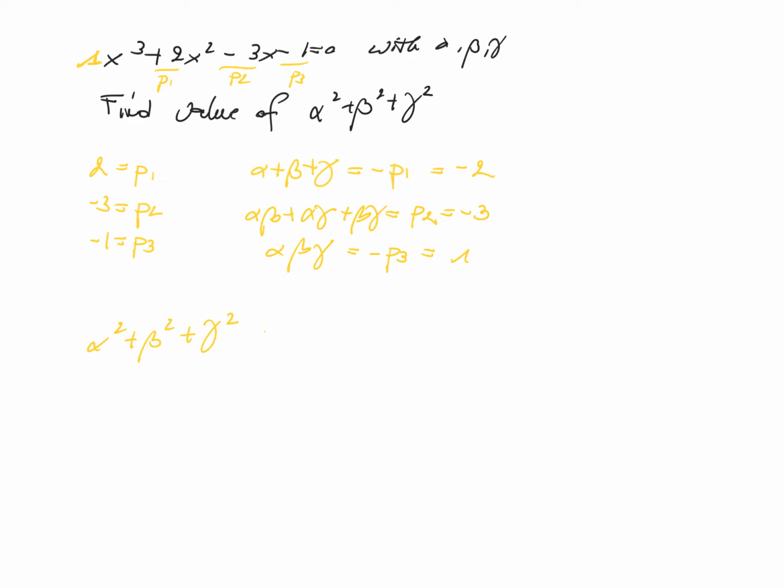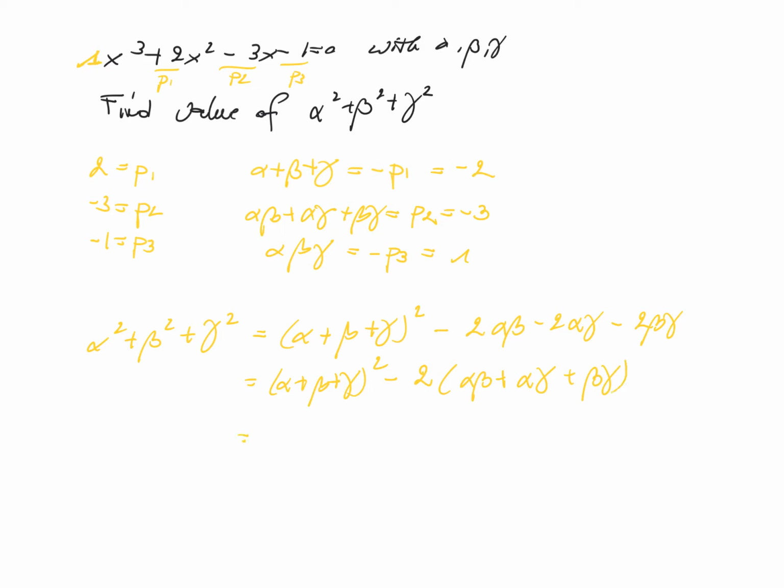For example, in this case we have squares. What we know is that (alpha plus beta plus gamma) squared is alpha squared plus beta squared plus gamma squared plus the double products. So this is the same as alpha squared plus beta squared plus gamma squared, plus 2 times alpha beta plus 2 times alpha gamma plus 2 times beta gamma. So alpha squared plus beta squared plus gamma squared is (alpha plus beta plus gamma) squared minus 2 times (alpha beta plus alpha gamma plus beta gamma).